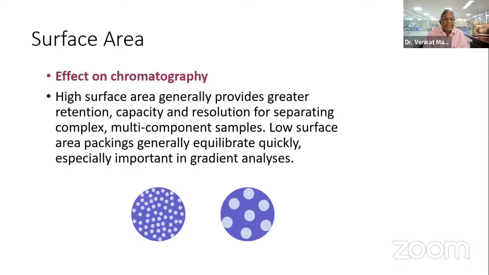Okay, when it comes to surface area, it's very, very important, because surface area plays an important role in making the resolution much better. The larger the surface area, the better the retentivity of an analyte on the surface becomes. Therefore, effectively, the separation between the two components is much better. I can have my resolving power more than 1.5, depending upon the components. So lower surface area runs very quickly, which is especially important in gradient analysis.